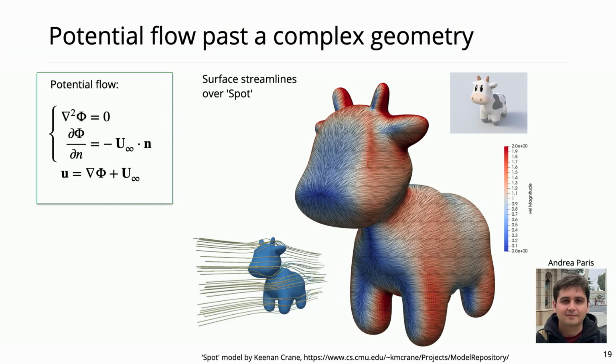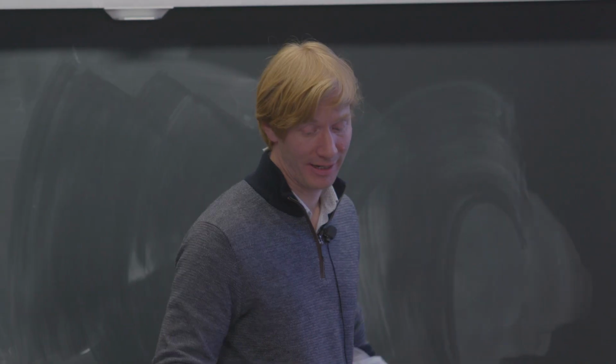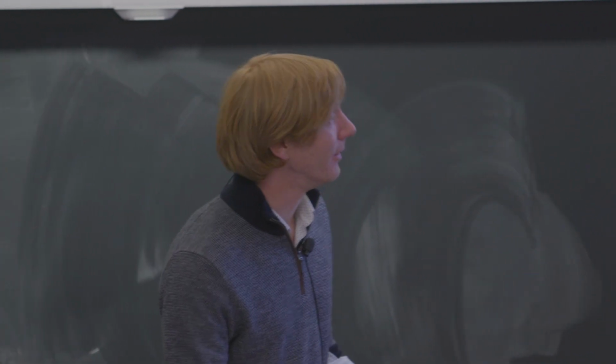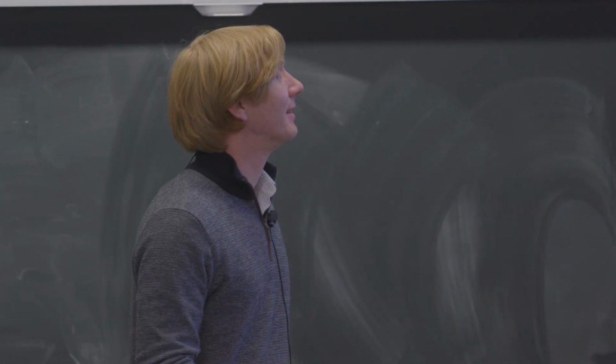And so there's a graphics model from Keenan Crane that is called Spot, and the graphics people do all sorts of horrible things to Spot. And we just decided to run the potential flow past Spot, and these are the surface streamlines over the surface and the actual free space streamlines. So physically, this is not so interesting, but numerically, this is actually a big problem.